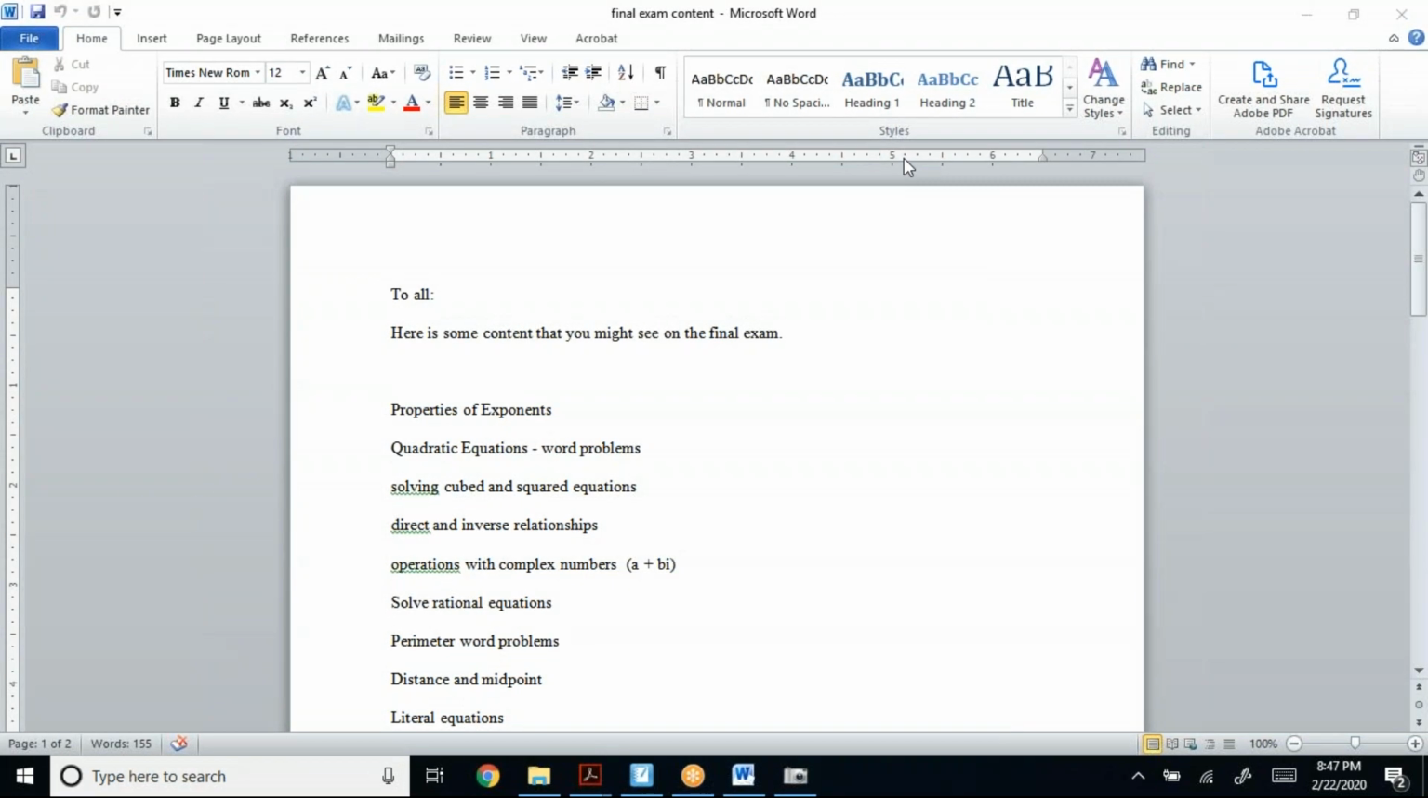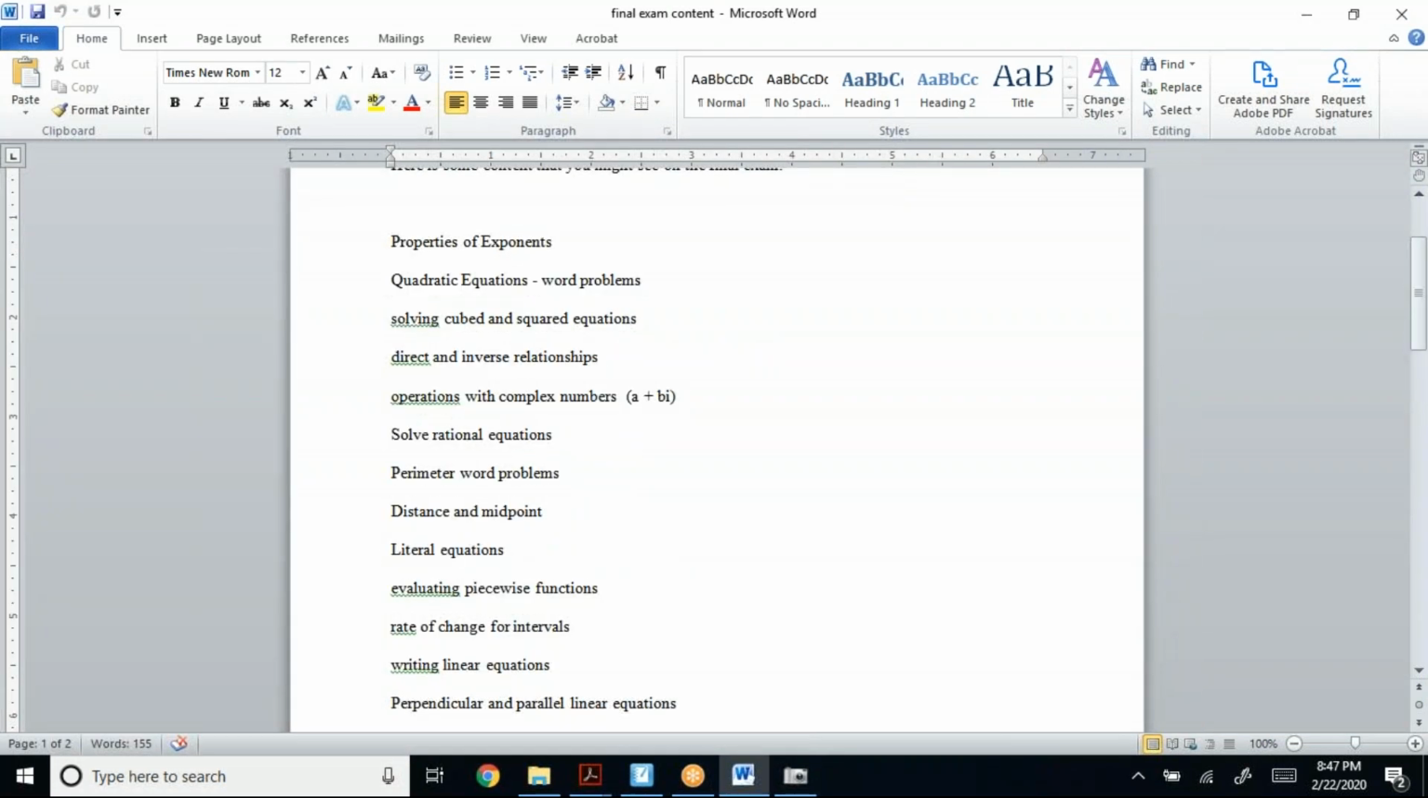Erase all drawings there. Solving cubed and square equations, square root equations as well. So direct and inverse relationships. On this right here, what I'm talking about is, can you find a relationship that varies directly, or can you find a relationship that varies inversely? Or it could be like the first 6 problems in the homework, which said, write the equation, right? So it could be something like that.